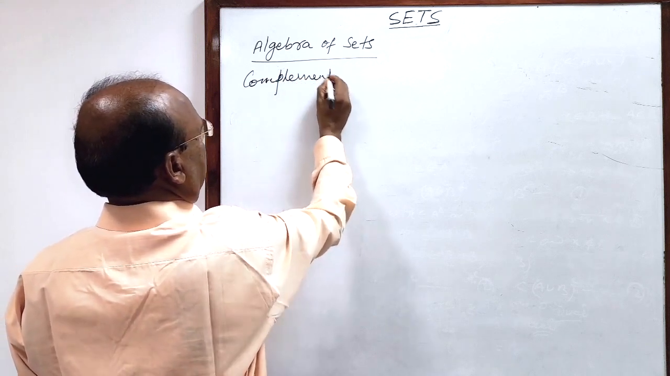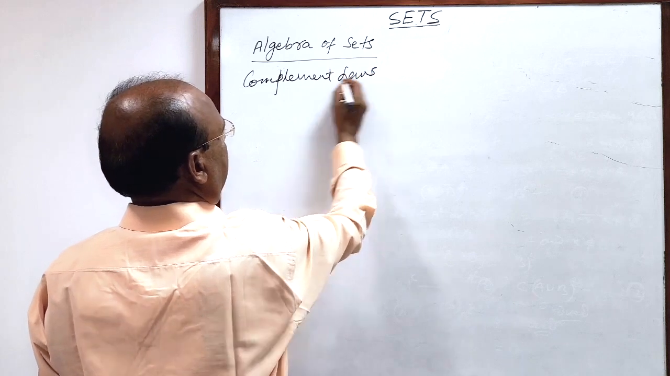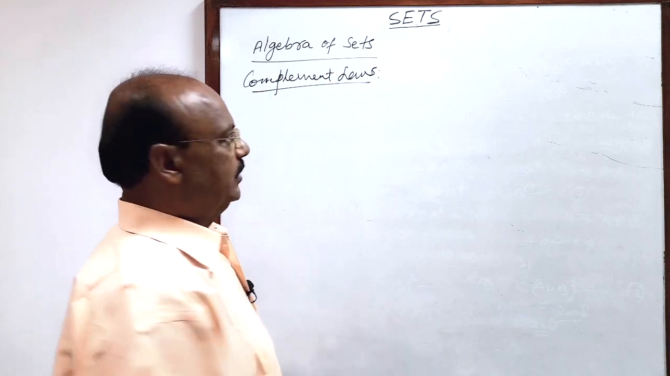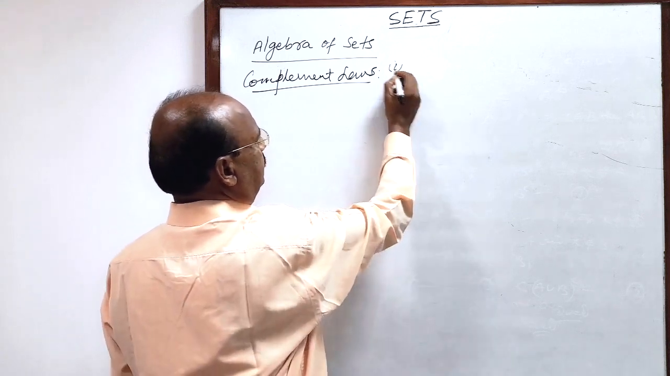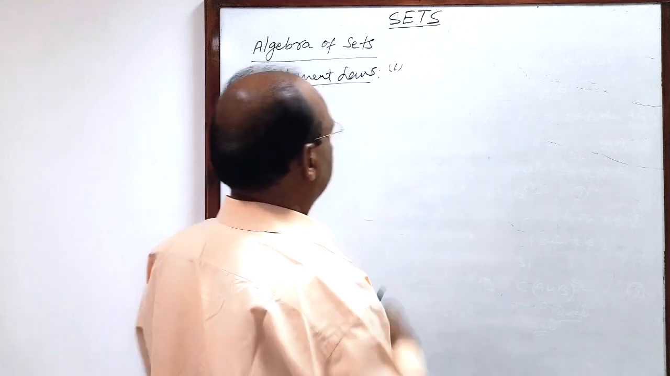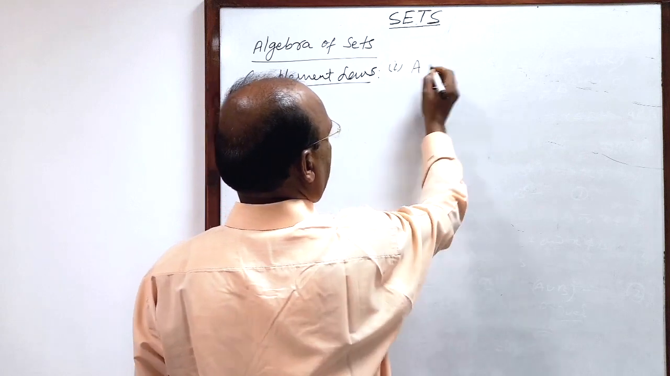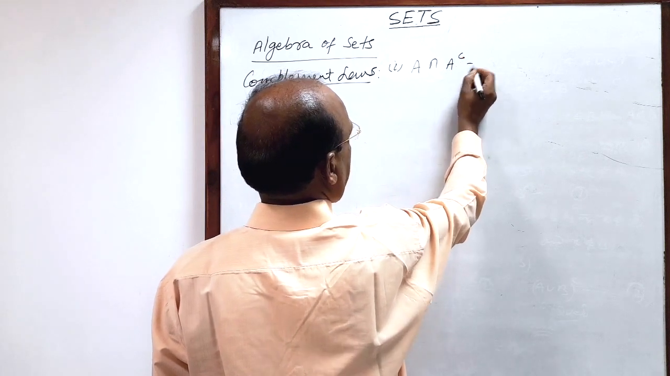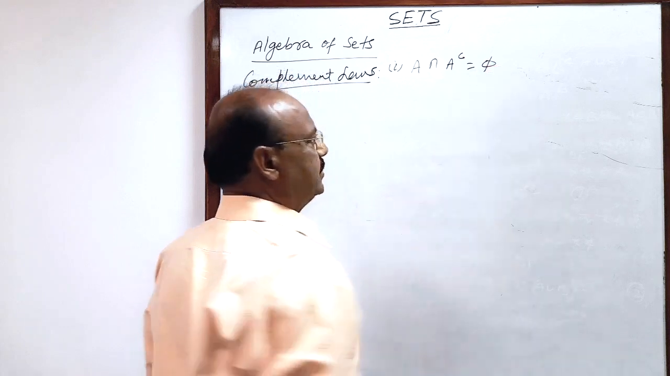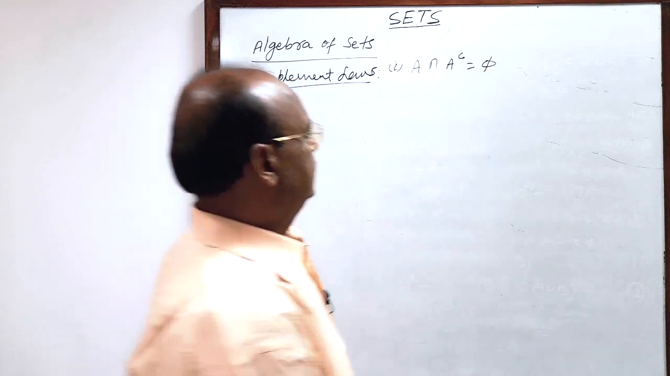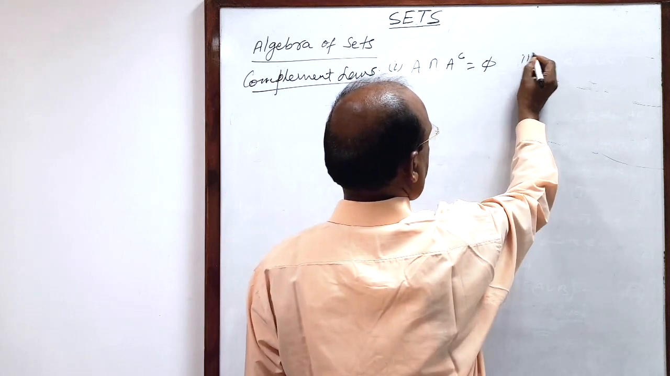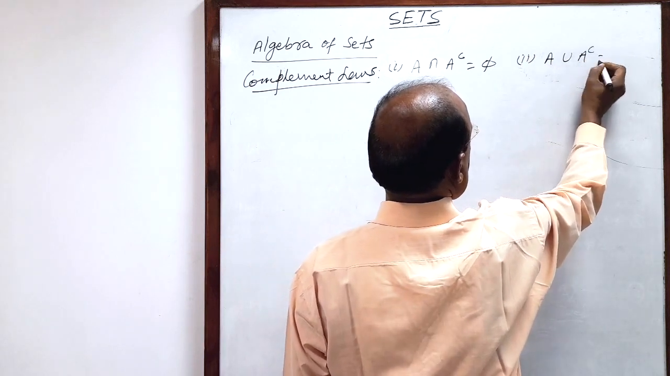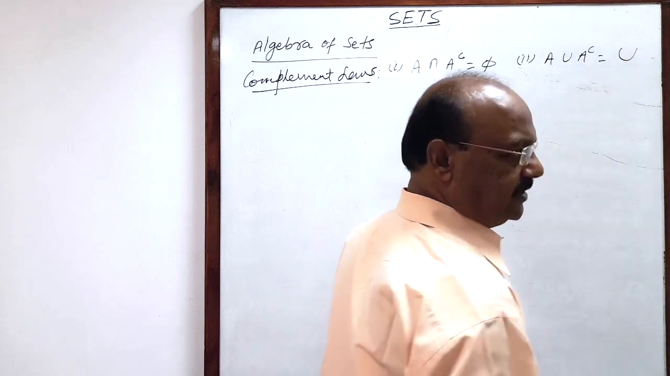Complement laws. So let us see complement laws here. First law is A intersection A complement is null set. Second is A union A complement is universal set.